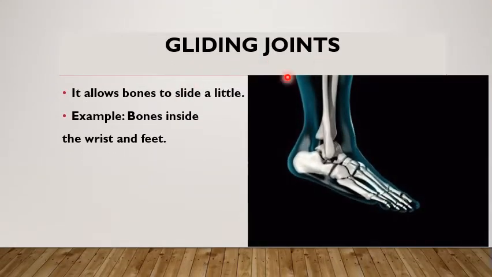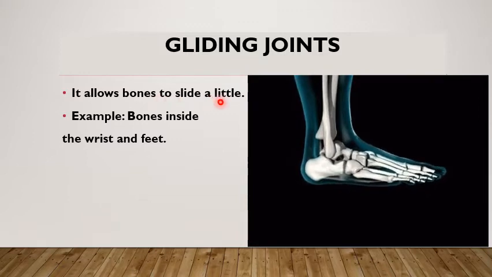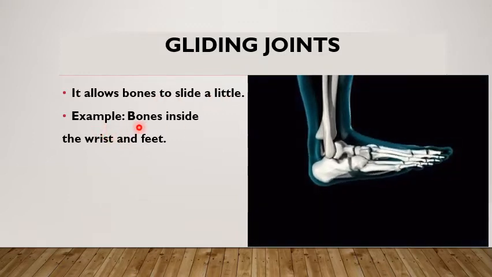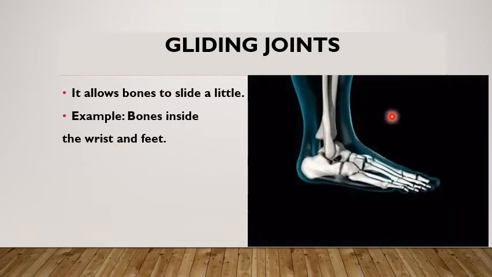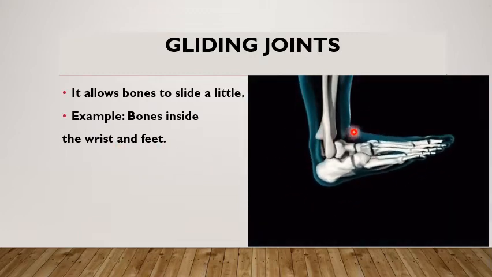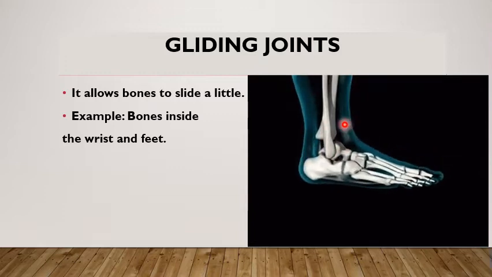Gliding joints. It allows bones to slide a little. Example, bones inside the wrist and feet, as you are seeing in this picture. So this joint is called a gliding joint.